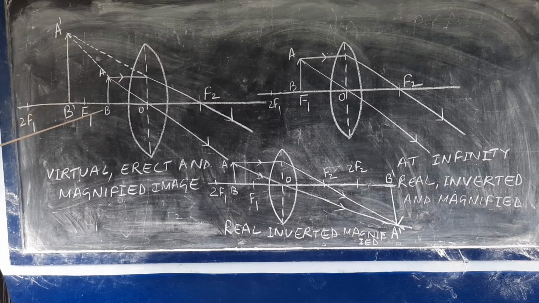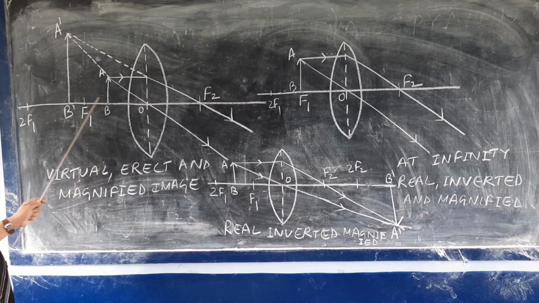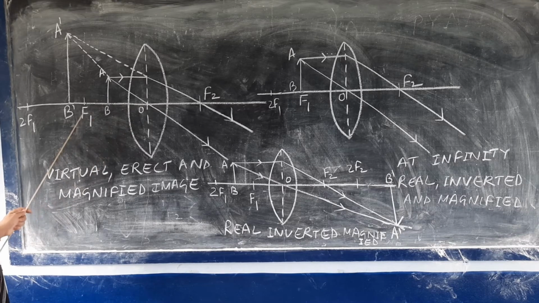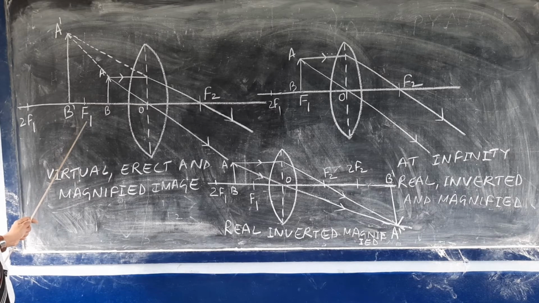AB is the object, and F1 is the first focal point, or the first focus. 2F1 is twice the first focal point. So here, the object is placed between the optical center and the principal focus. That means the object is placed between the optical center O and the first focal point F1. So AB is the object here.